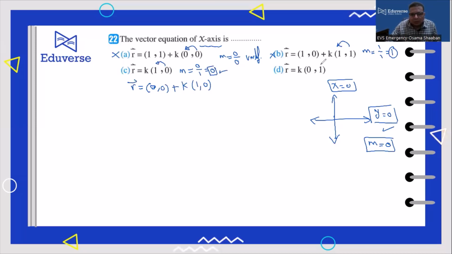And here, 1 divided by 0, I can't find the slope here. So 1 over 0 is undefined. So the true option is this one, so you will choose this.